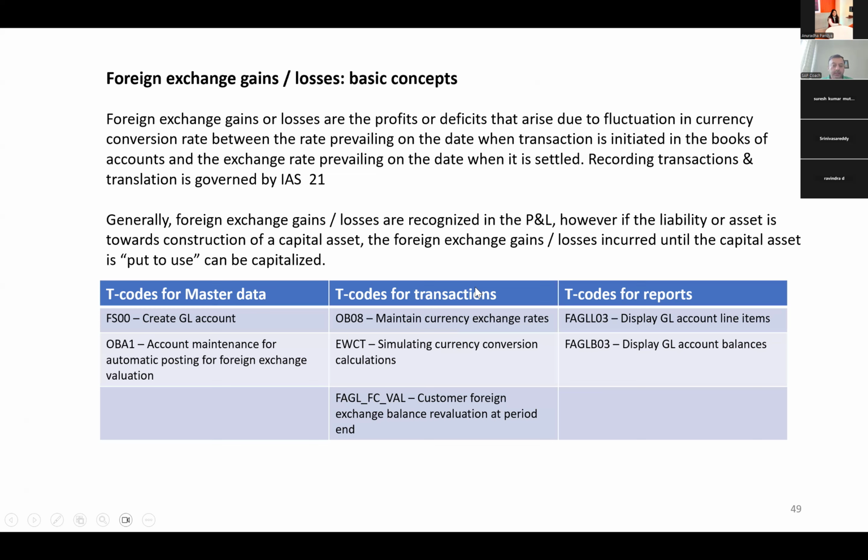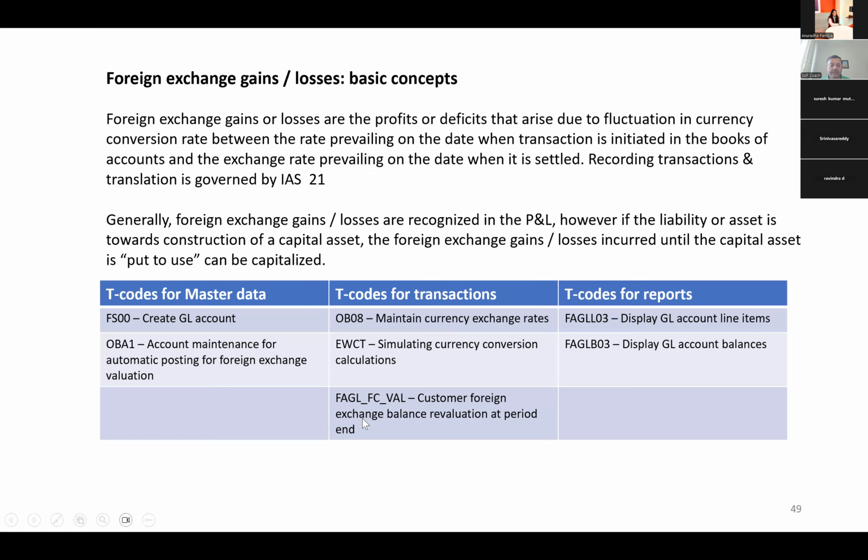Then there are some transaction codes. OB08: in OB08, I maintain the foreign currency rates in the system. There is always a pair, like USD and INR. I record the relevant exchange rate on that date. So this OB08 also we will see in the demo. Then there is one T code in which we can do the display, which is EWCT. So we can see what exchange rate is prevailing on that date between any pair of currencies.